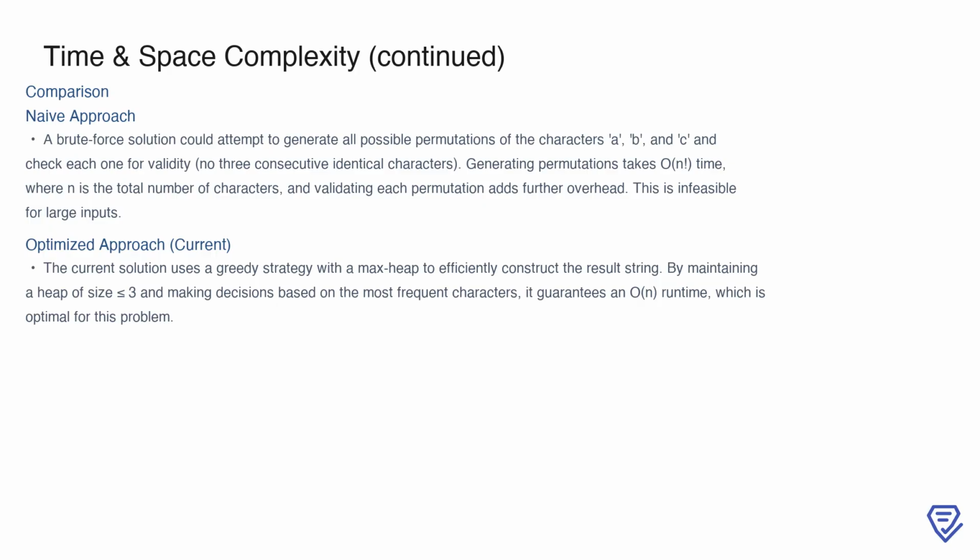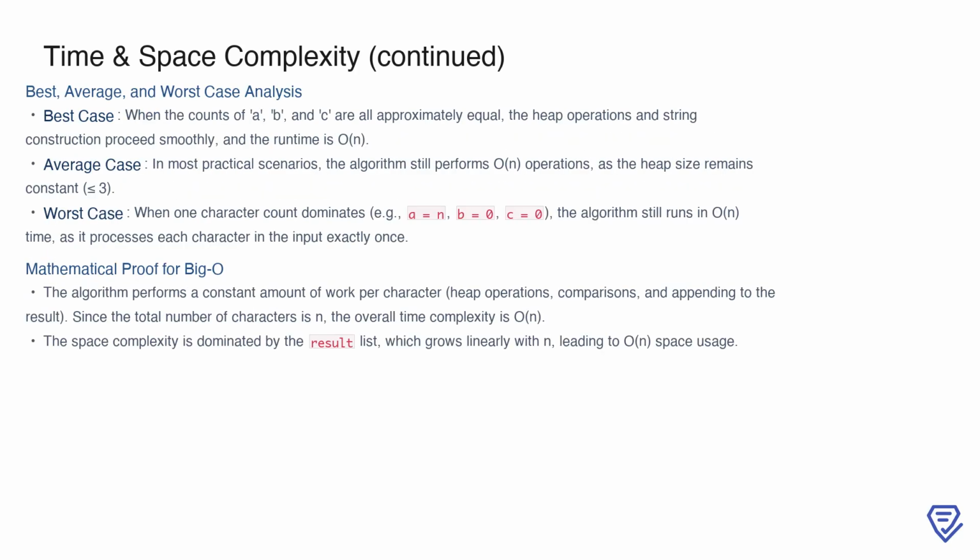By limiting the heap size to at most 3 and always prioritizing the most frequent characters, the algorithm achieves an optimal runtime of O(n), which is a significant improvement over the brute force approach. Finally, let's analyze the best, average, and worst-case scenarios for the algorithm.